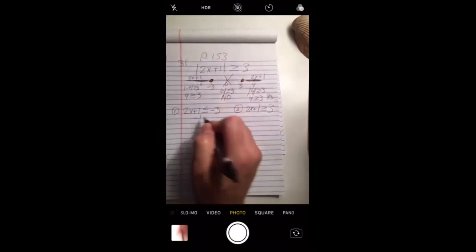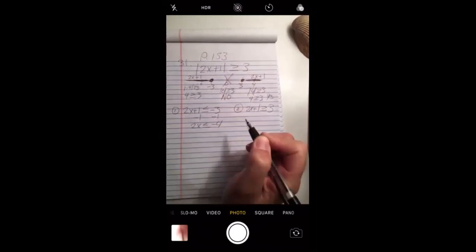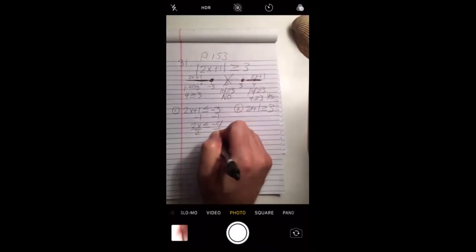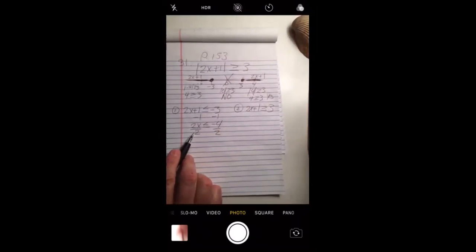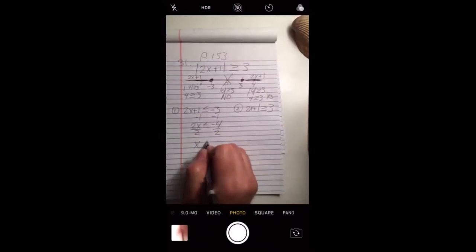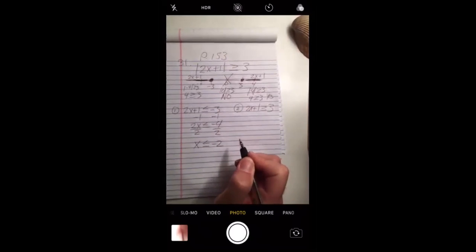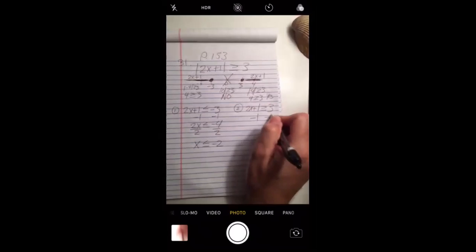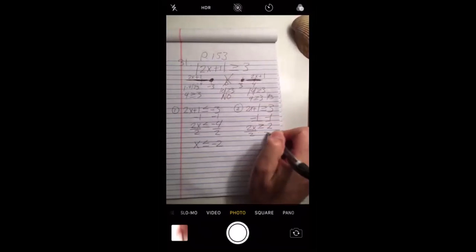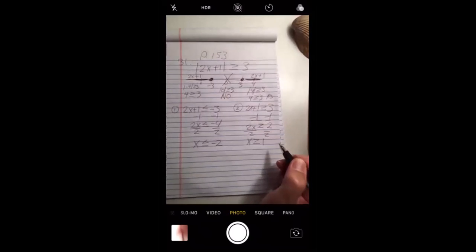So we're going to go -1, -1. 2x will be less than or equal to -4. Divide by 2, divide by 2. Remember, watch for this being a negative. If it ever was, you'd have to switch this. Your x is going to be less than or equal to -2. Over here, same thing, -1, -1, but that's 2x greater than or equal to 2. Divide by 2. x is greater than or equal to 1.